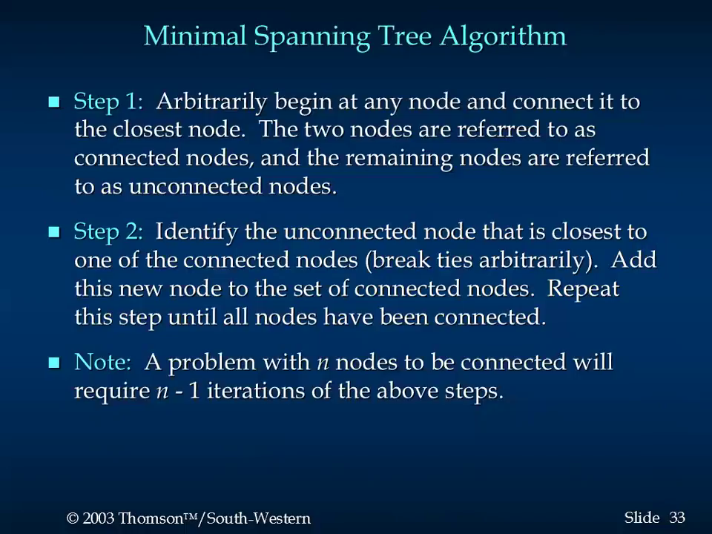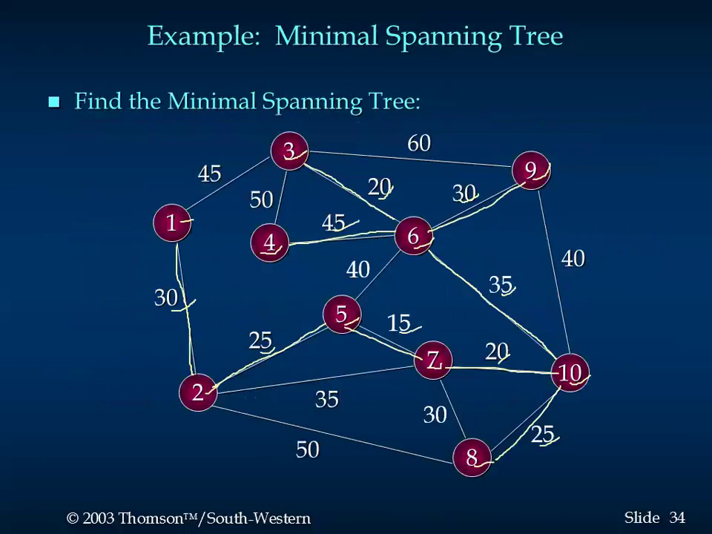Okay, so at any point you have a connected set and an unconnected set. Then identify the unconnected node that is closest to one of the connected nodes. And if they're equal or ties, then we just choose any one of them. Add this new node to the set of connected nodes and repeat until all nodes have been connected. All right, so we'll have n-1 iterations. If there are n nodes, n-1 iterations.